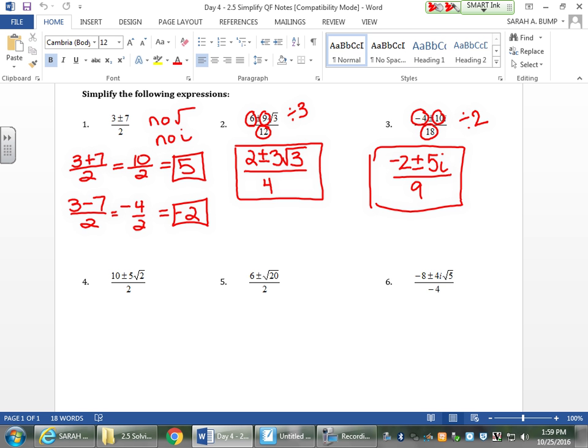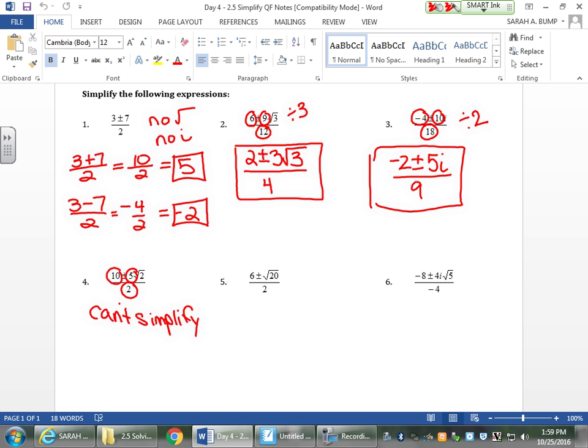On number 4, radical again. Look at all your terms. And there is nothing in common. So because there's nothing in common between all 3, this is our answer. You can't simplify this down any further, despite how bad you want to do 10 divided by 2.